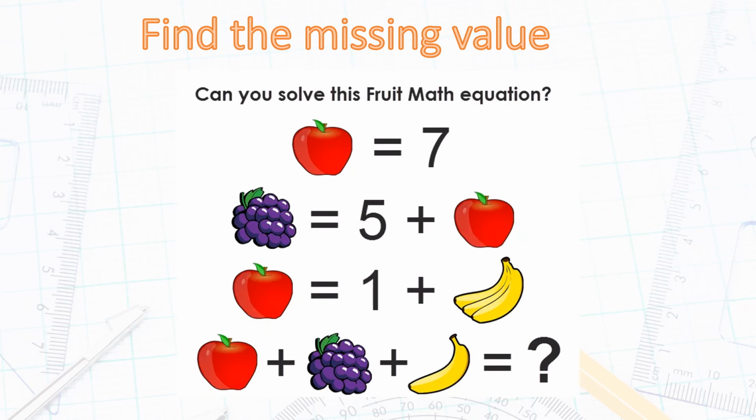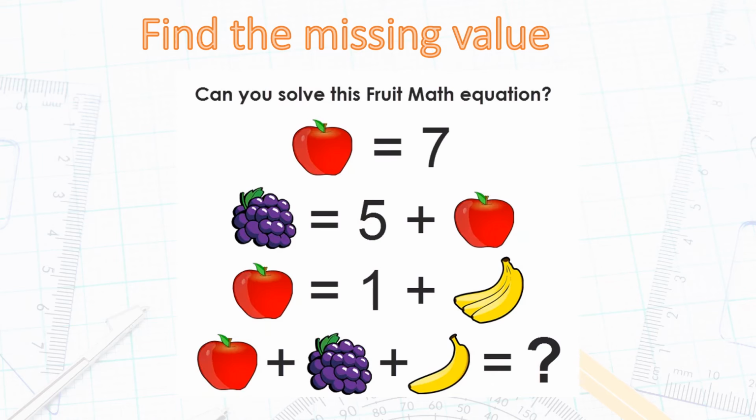Let's do another one. Apple is 7. Grapes equals 5 plus apple. Apple equals 1 plus banana, and it's a bunch of bananas. Apple plus grapes plus 1 banana equals blank. So what we have to realize here is that there are 3 bananas in this bunch. So pause the video, try and solve it.